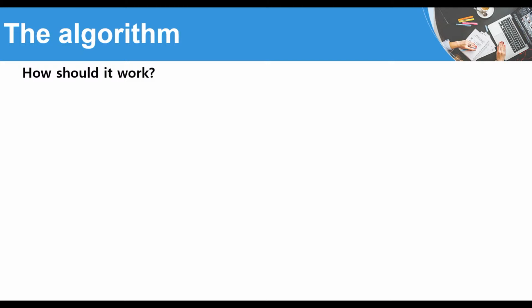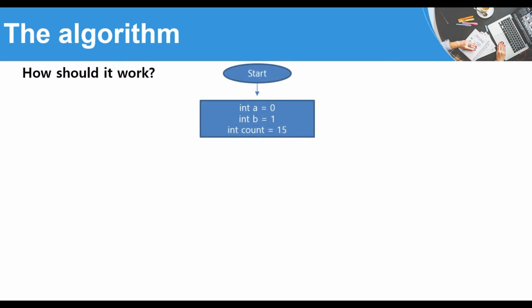Now, how should this algorithm work? I decided to make a simple flowchart to design a logical representation of the algorithm before going into code, and we'll also try to test this algorithm logically based on this flowchart. So of course we have a starting point, and as I said, we have to define the starting values. We'll define an integer a which is equal to 0, an integer b which is equal to 1, and of course the counter that is equal to 15.